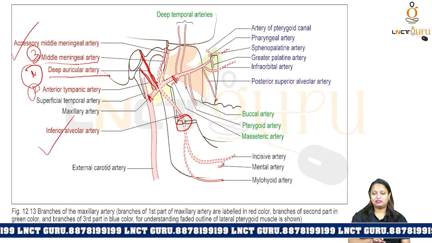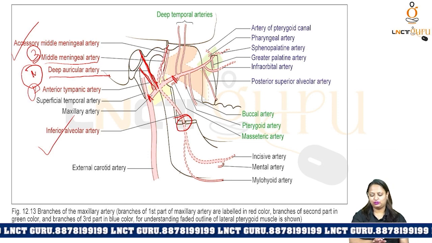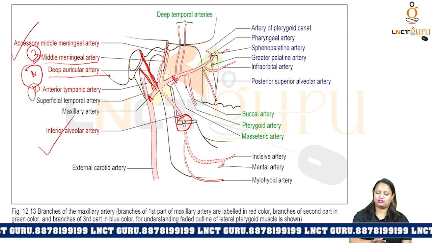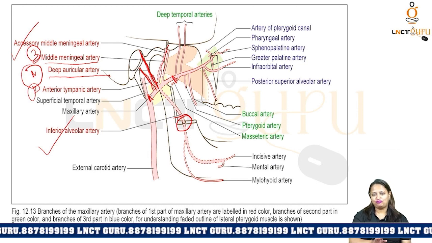So we can see these branches in the first part: deep auricular, anterior tympanic, middle meningeal, accessory meningeal, and inferior alveolar artery. These are the branches of the first part.